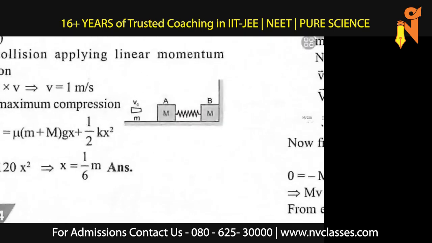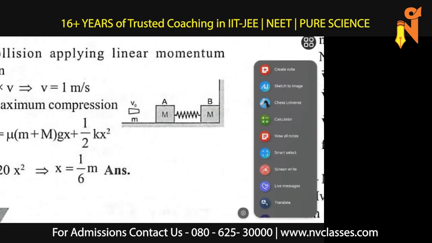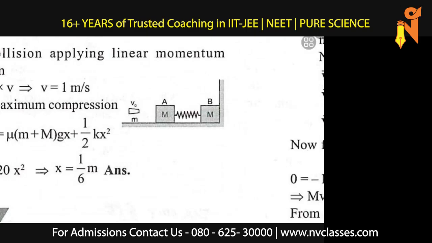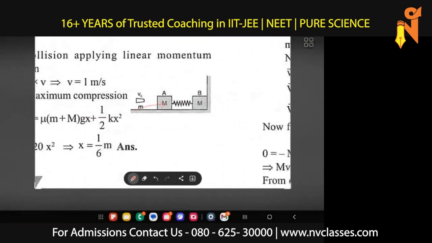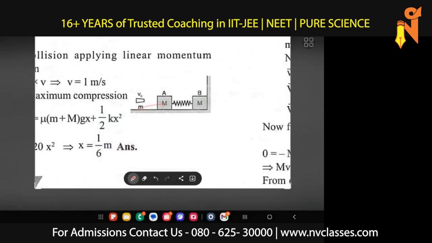What is typically happening in this bullet kind of question, guys? First, we can use momentum conservation when the bullet strikes the mass. At this time, energy is not conserved, okay, but momentum is conserved, right? Whether energy is getting conserved or not, momentum is conserved.